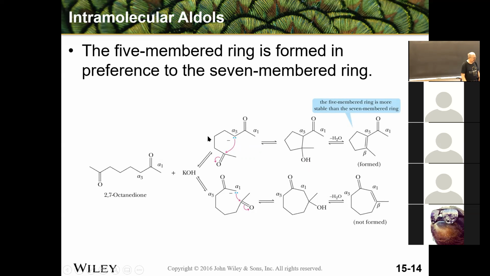Okay, so we'll remove this alpha hydrogen. It will attack this ketone carbonyl over here, form the ring, and then we can dehydrate it to the alpha beta unsaturated ketone. Okay, the 7-membered ring does not form.